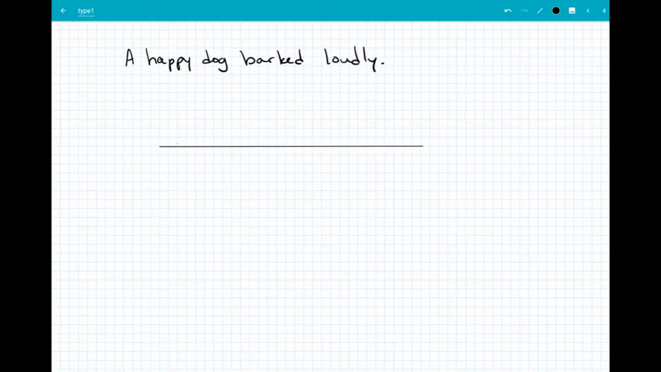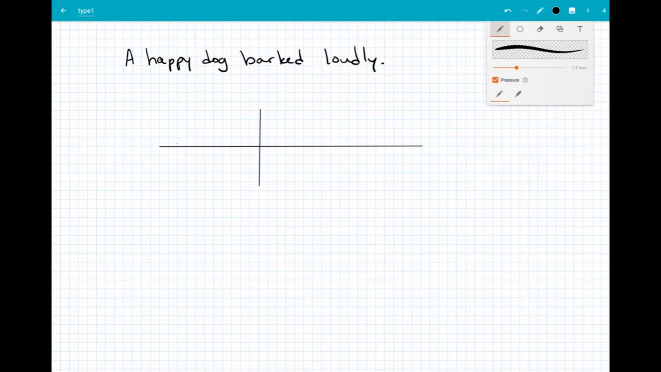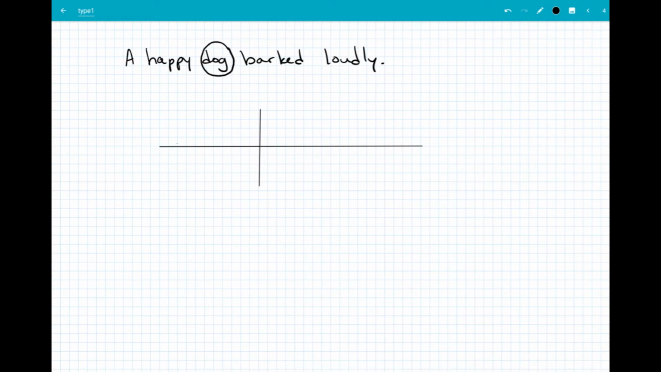A happy dog barked loudly. Let's begin in the same way, with a clause line that we bisect to divide our subject and verb. Our agent in this sentence, the one performing the action, is dog. Our main verb then is what the dog does, which is barked.